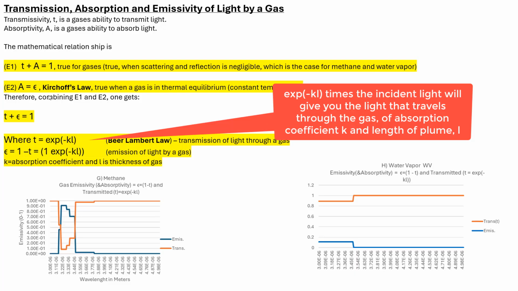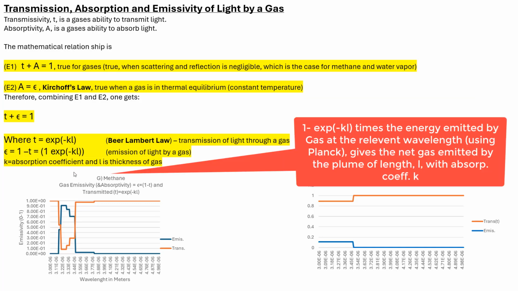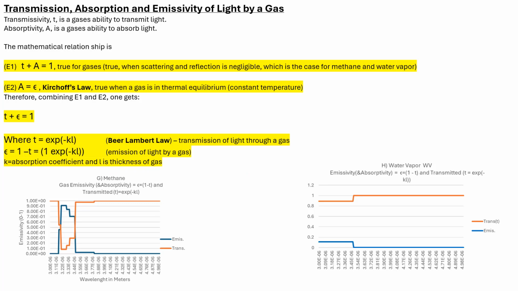Now, using this equation, 1 minus T would be emissivity, and that tells you how much is emitted by the gas plume, water vapor, whatever. So this would be 1 minus, not 1 times. I left the minus sign out here. So 1 minus exponential minus KL, multiplied by Planck's law for the gas at whatever temperature, and say we've already integrated over 3.1 to 3.5. That gives you the amount of light emitted. Multiply that amount from Planck's equation times this.